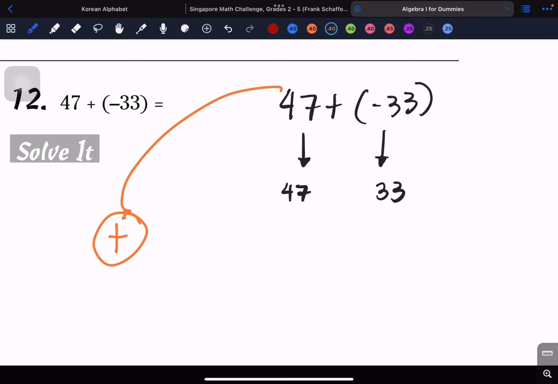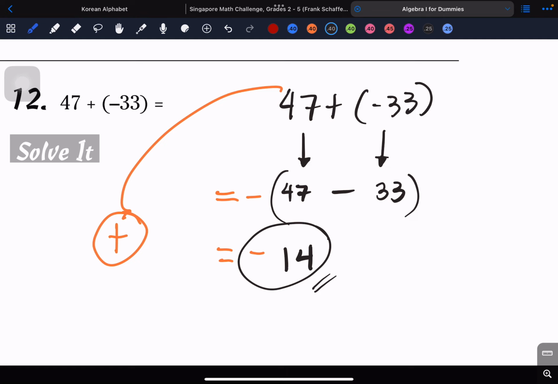Ngayon, subtract mo sila kasi magkaiba yung sign nila. So, 47, malaking number minus maliit. 47 minus 33. Tapos, huwag kakalimutan ang negative symbol. Equal sign ito ha. Ito po ay equal sign. Equal negative of 47 minus 33. That is equal to 14. So, our final answer is negative 14.